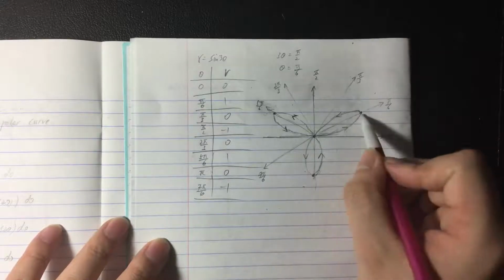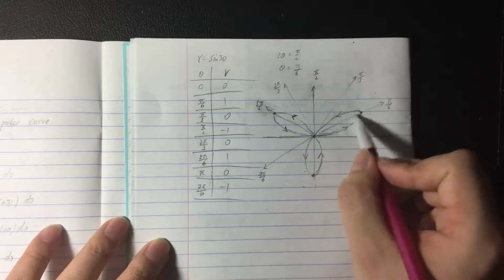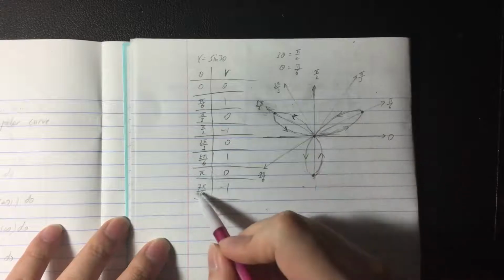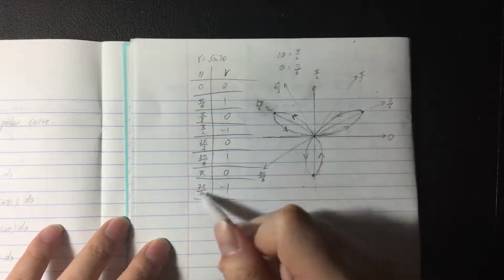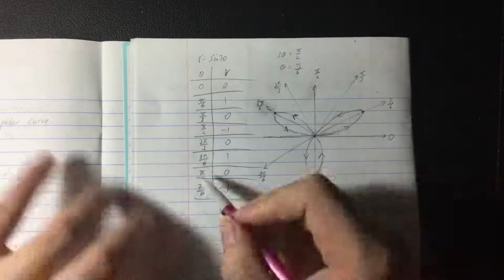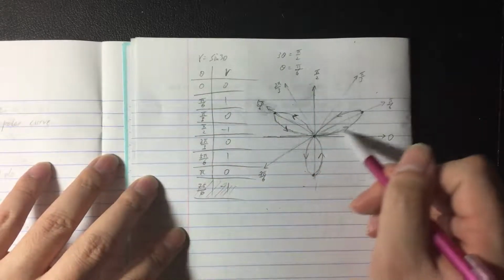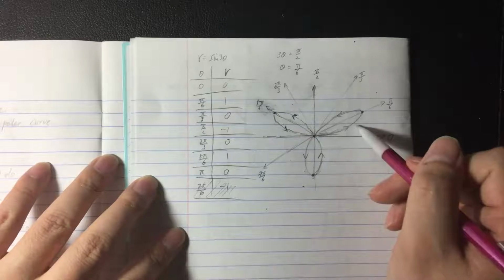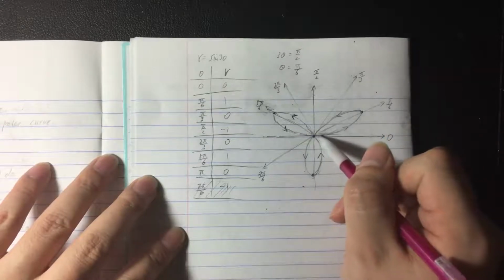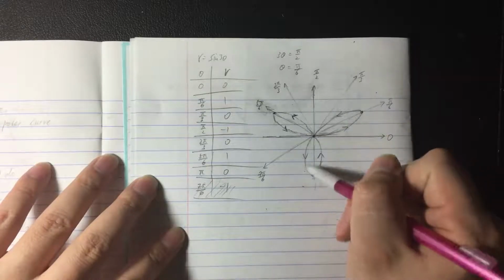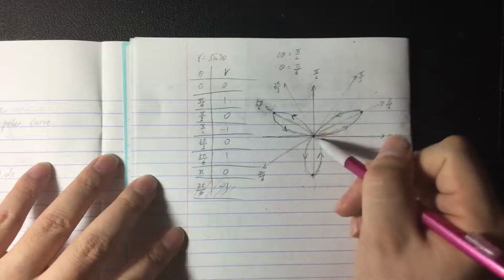So it repeats itself. The curve repeats itself. So starting from 7 pi over 6, the curve repeats itself, so we don't need this part. From 0 to pi, the curve completes one cycle. That's the path here.